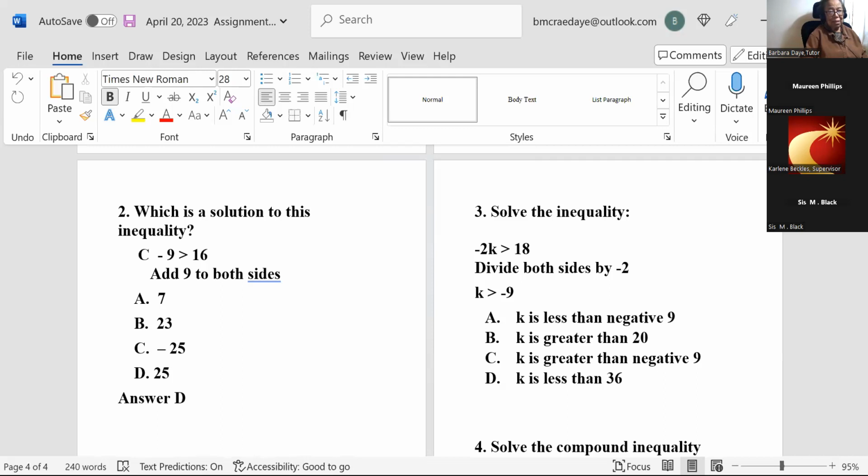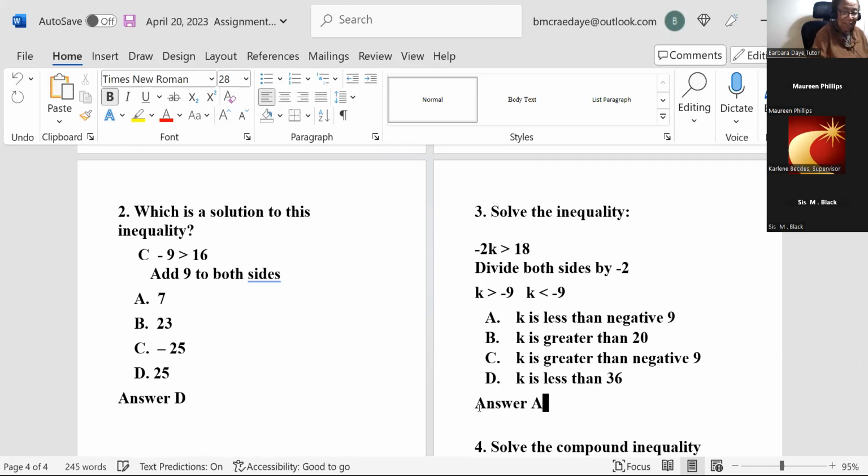And Maureen, when you divide by a negative, what do you do? It's reverse. That's right. You have to reverse your inequality symbol. So this becomes K is less than -9. So your answer is what, Mercedes? A. They want to be the ones you had right.